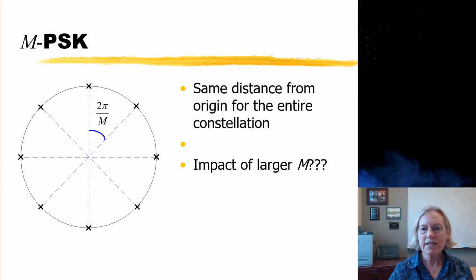So what is the impact of larger M? Here I have 8. What happens if I put in 16PSK? Well, they're all at the same distance from the origin. So if I put them in more densely, that means they're going to be more closely packed, because they're constrained to be on this circle, because they all have the same energy. So the more of them I have, the tighter they are to each other. And the tighter they are to each other, of course, the more likely I'm going to have errors. So right away, when I take this strategy for MPSK, I realize that larger M is going to lead to more bit errors.